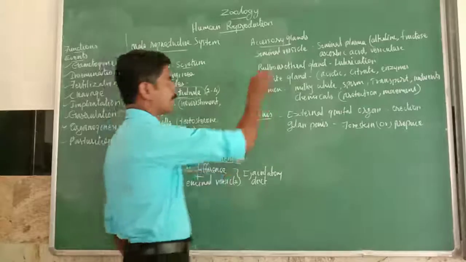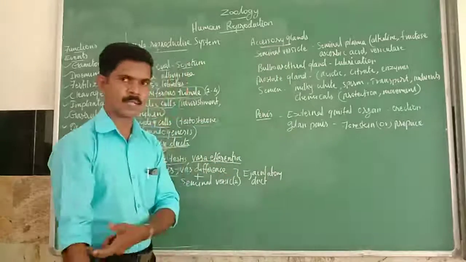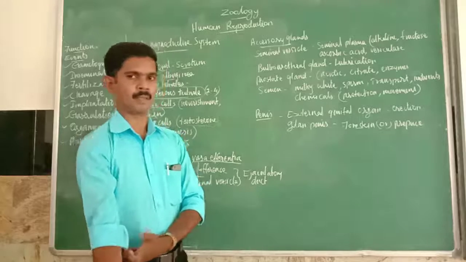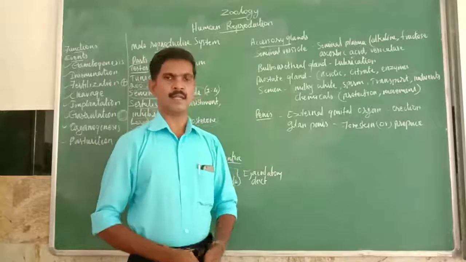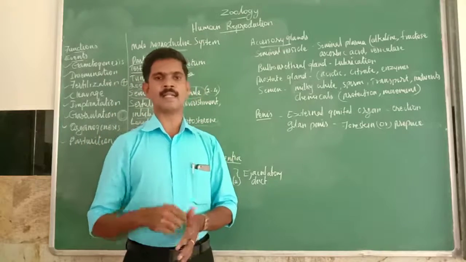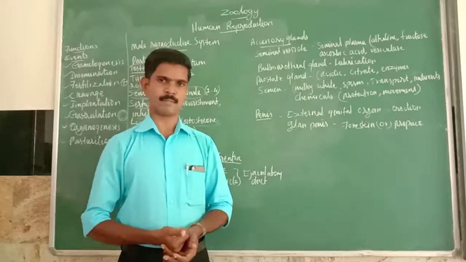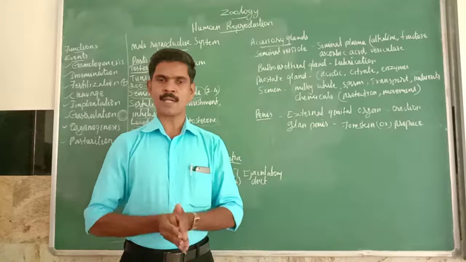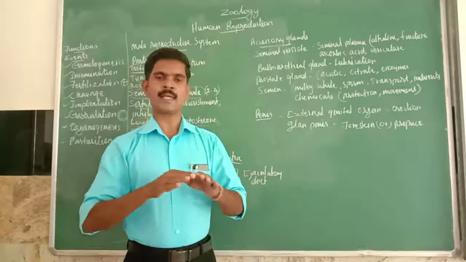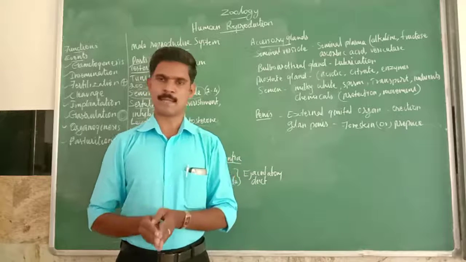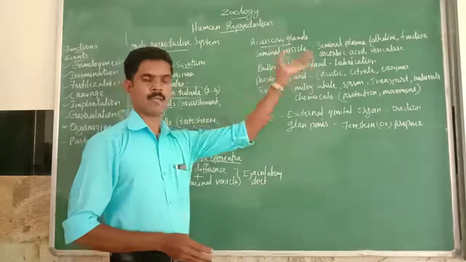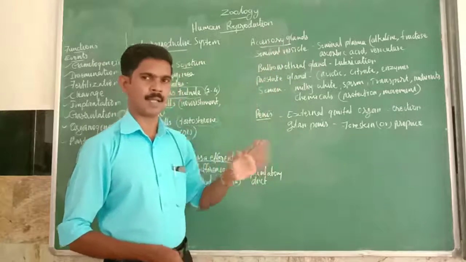Then the next one is the accessory gland. Inside the male reproductive system, many glands are there. These glands are secreting different types of fluids. These fluids together form a common fluid called semen. Now we are going to study some important glands present in the male reproductive system.